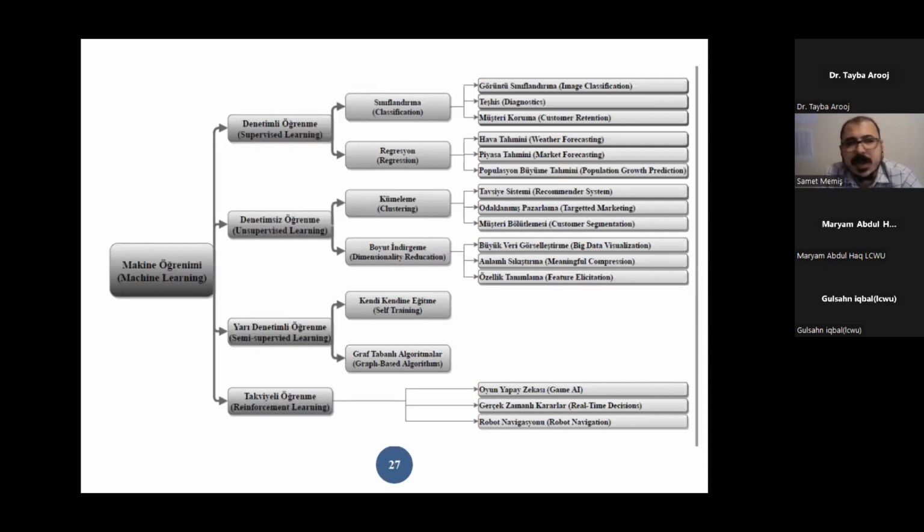Here we can see the subfields of machine learning. Machine learning splits into 4 subfields: supervised learning, unsupervised learning, semi-supervised learning, and reinforcement learning. In our studies, we focus on supervised learning. And in the soft-set literature, supervised learning is focused on as well.